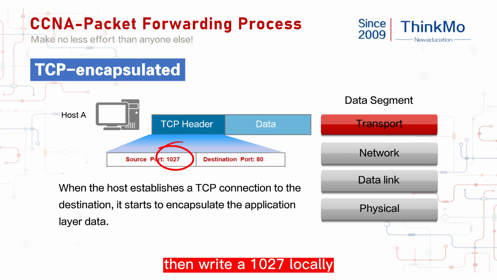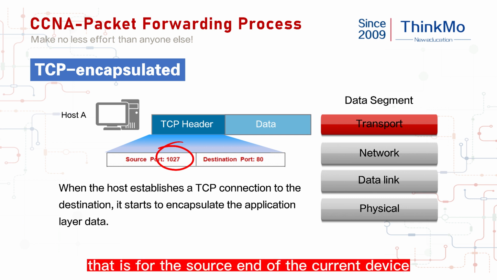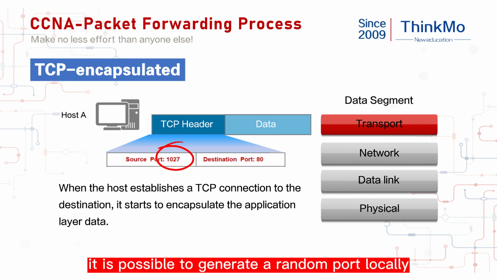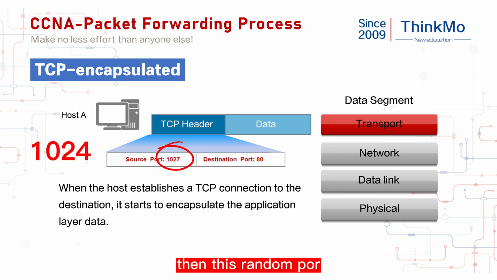Then write a 1027 locally. This is randomly generated, that is, for the source end of the current device. It is possible to generate a random port locally. Then this random port must be greater than or equal to 1024. Locally initiated, it may be greater than or equal to 1024, all the way to port 60,000. Any port between, as a native device only.